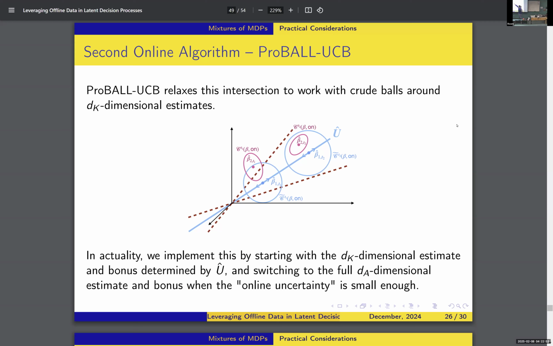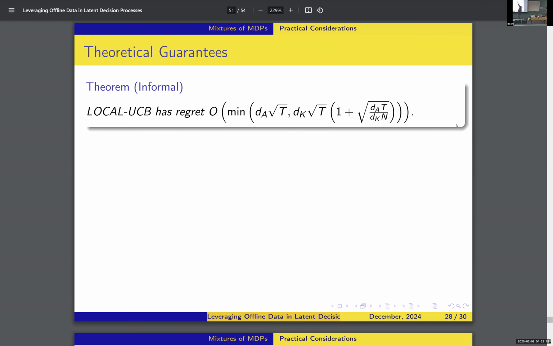So this is the minimax optimal guarantee. It says you will either behave like you're in a dA dimensional subspace, or you will behave like you're in a dK dimensional subspace with some penalty for the quality and size of your offline data.